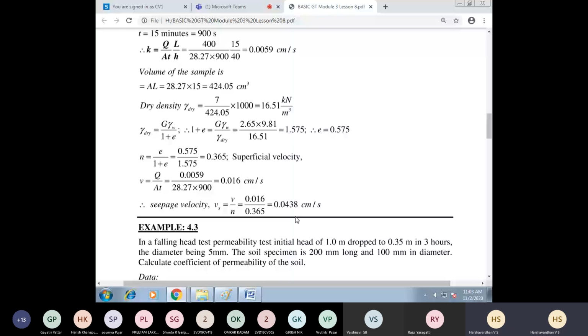The concept I'll explain in the subsequent class, but to find seepage velocity, Vs is equal to V divided by n. Okay, did you understand the problem? Yes or no? If yes, please raise your hand. Very simple problem, similar to the first problem.